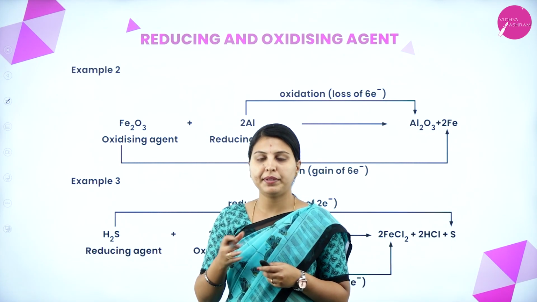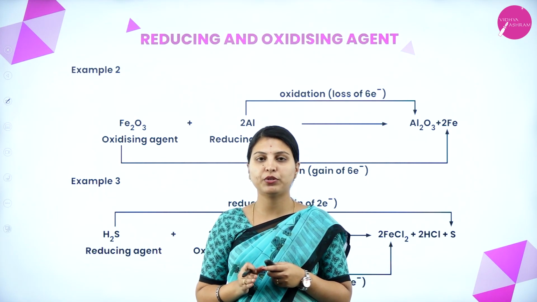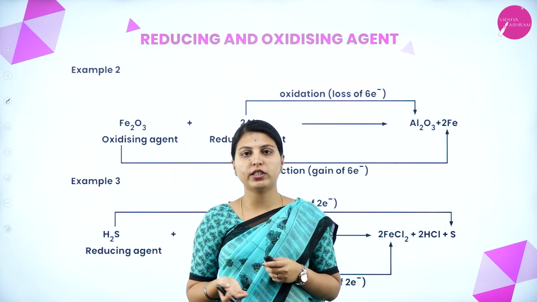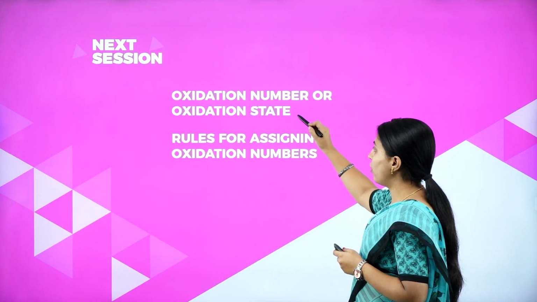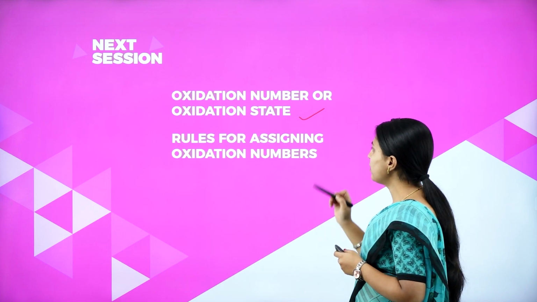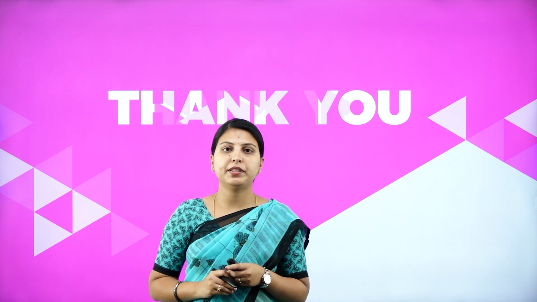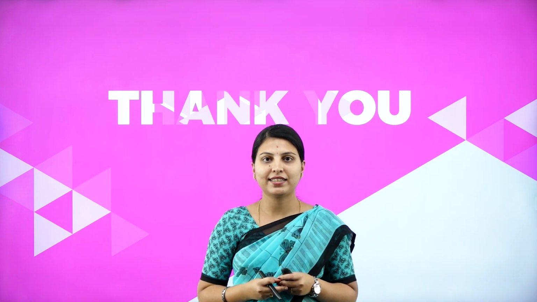I hope you have completely understood what reduction is, what oxidation is, what a redox reaction is in terms of the electron transfer method, and what an oxidizing agent and a reducing agent are. In the next class, we will cover what oxidation number or oxidation state is, and then the rules for assigning oxidation numbers. This is a very important chapter for your examinations, children. It is a very basic chapter for understanding how to analyze oxidation numbers. For that, we will meet in the next session. Thank you.